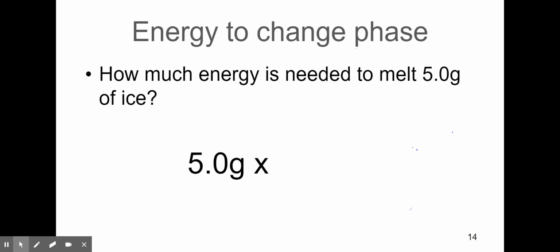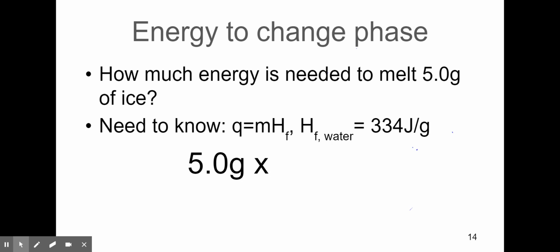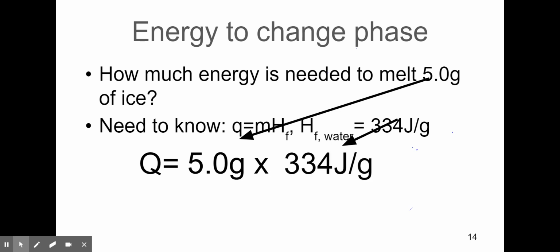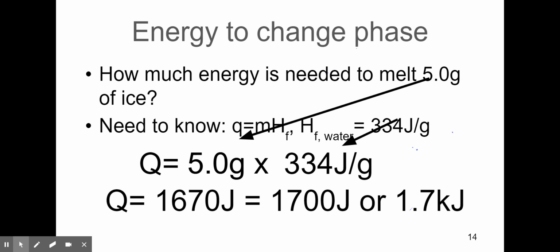Here's another one. What if we're changing the phase? How much energy is needed to melt 5 grams of ice? So you take your Q equals mH. Your m is 5 grams. Your H is 334 joules per gram. You end up getting 1,670 joules, or 1.7 kilojoules.